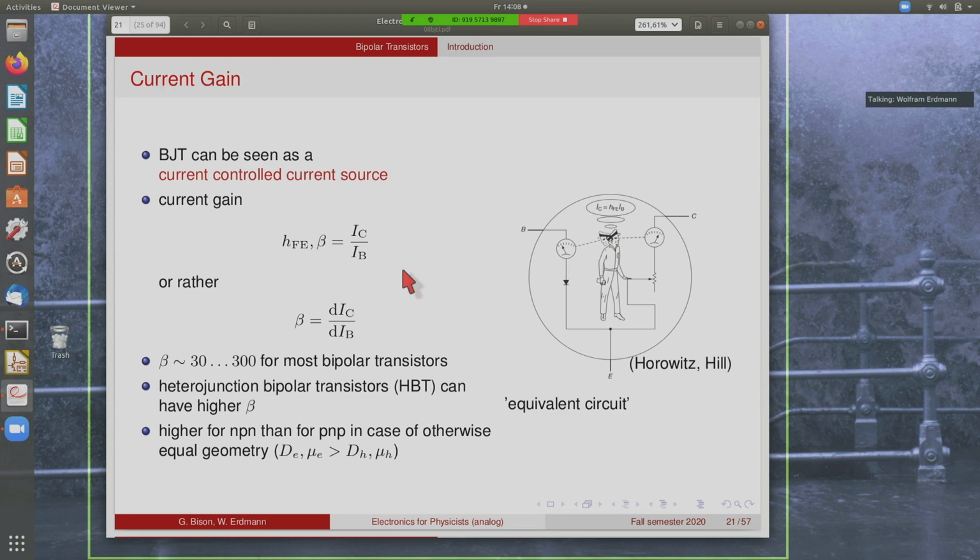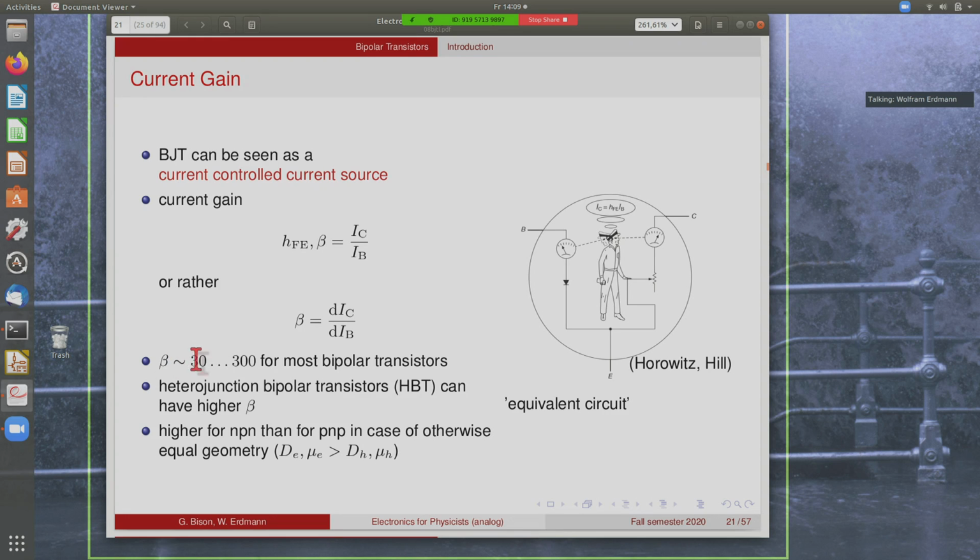So the bipolar transistor can be seen as a controlled current source because the base current and the collector current are always proportional to each other. The constant of proportionality is called beta, or sometimes HFE. This is the ratio of the two currents. Strictly speaking, beta is the derivative of the collector current with respect to the base current, but we will not make this distinction here most of the time.